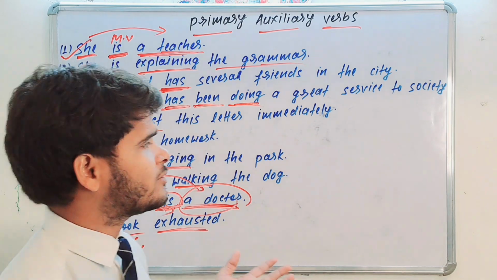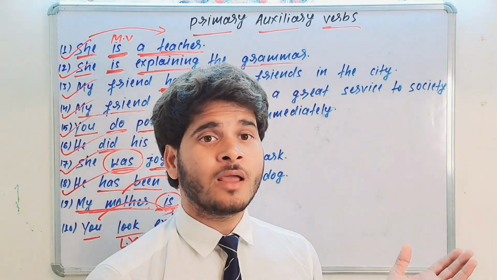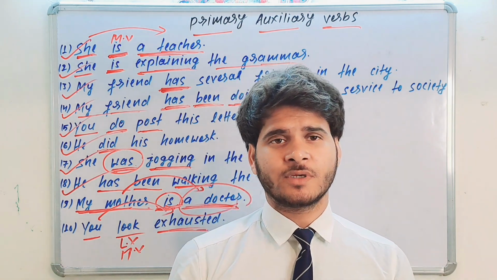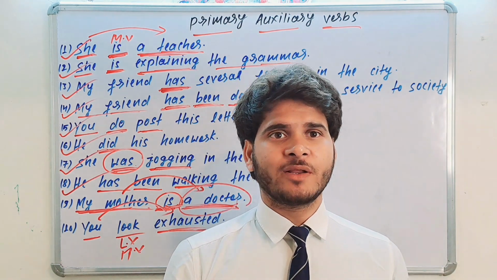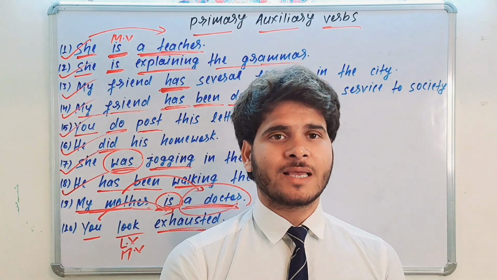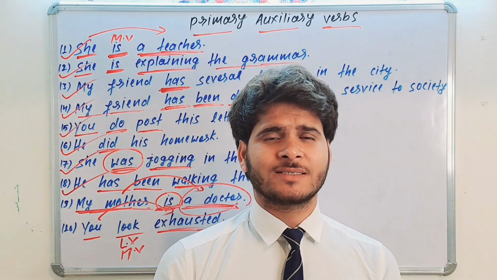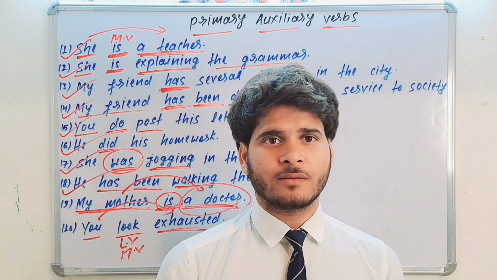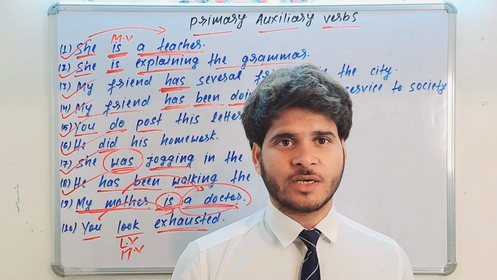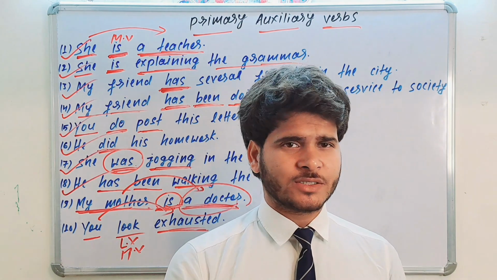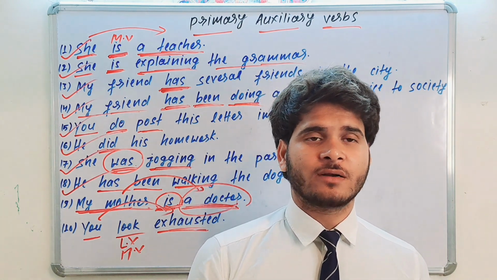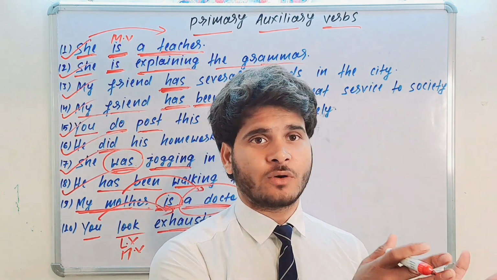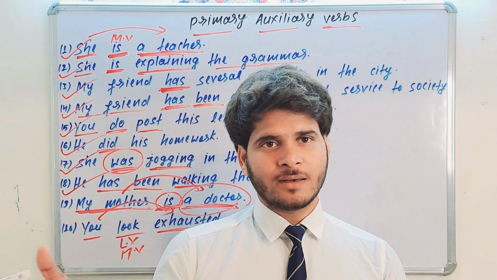I told you everything about primary auxiliary verbs, which are used as both helping verbs, auxiliary verbs, or main verbs. So these are primary auxiliary verbs: is, am, are, was, were, has, have, do, does, did, be, been, and being. Whenever you see these words, these are primary auxiliary verbs, which are used as both helping verbs or auxiliary verbs and main verbs.